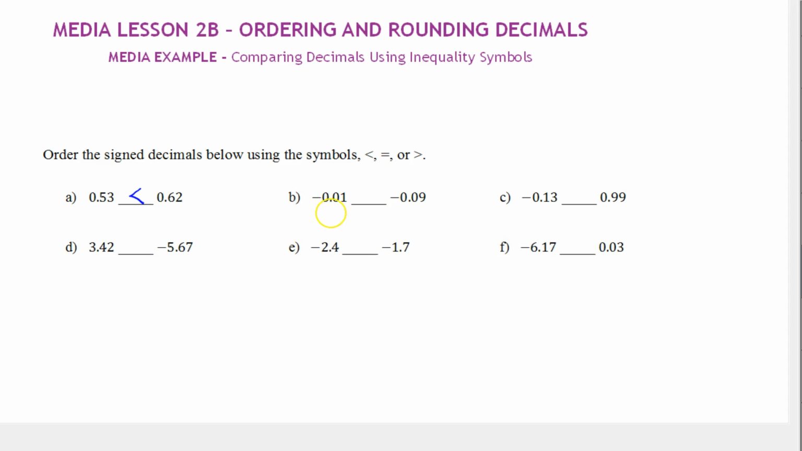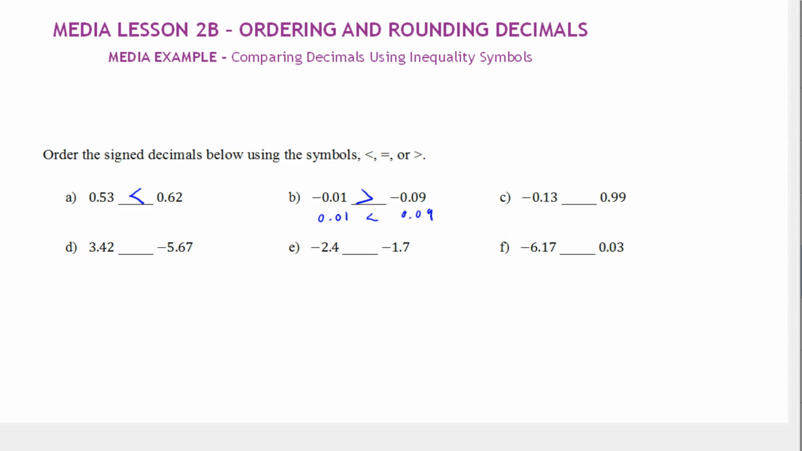Let's look at the next one. Well, here they're both negative, so let's think about their absolute values first. 0.01 and 0.09. Well, they have the same 1s and 10s place. 1 is smaller than 9, so 0.01 is less than 0.09. But when we have negatives, we take the opposite. So negative 0.01 is greater than negative 0.09.